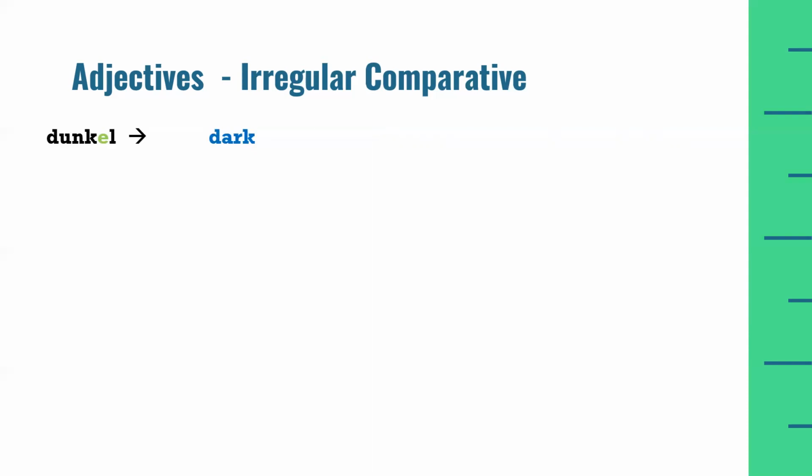Now let's have a look at another way of making the comparative form of irregular adjectives. If we have an adjective like dunkel, the comparative form of dunkel will be dunkler. So what we have done here is we have simply removed the E which is coming before L, and we have added -er at the end. So it becomes dunkler, which means darker.